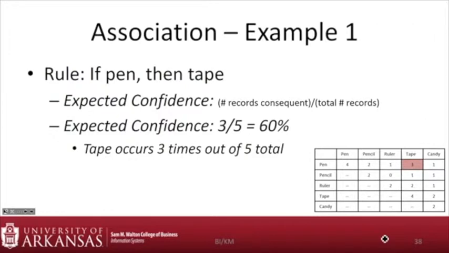Not necessarily the consequence. Yeah, I see what he's saying. I think every year I scribble this out. Let me fix this. 4 out of 5. Yes, you're totally right. It's just, did they buy tape? It doesn't matter what else they bought. So I just wrote the wrong number. So 4 out of 5, 80%. 4 times out of 5 total.